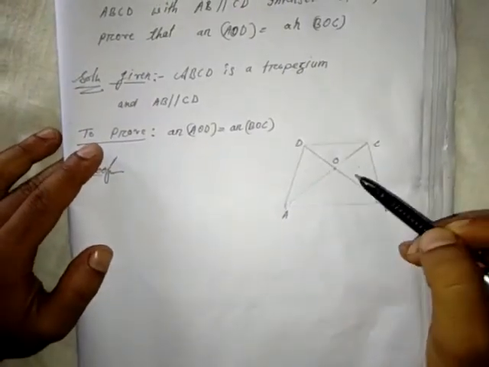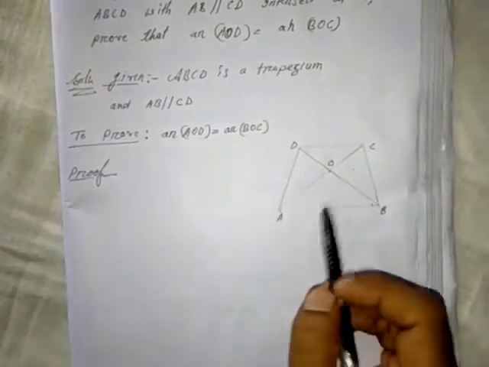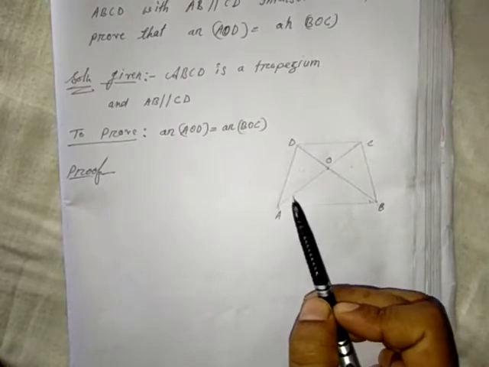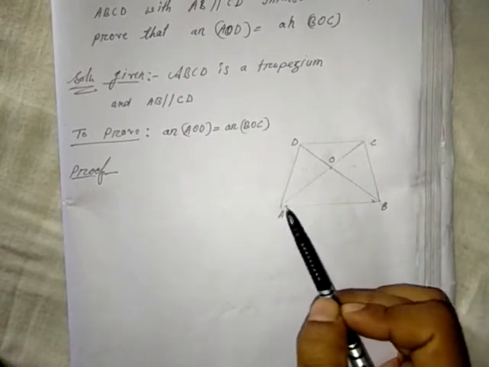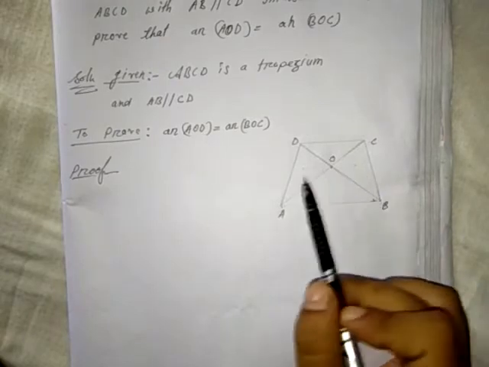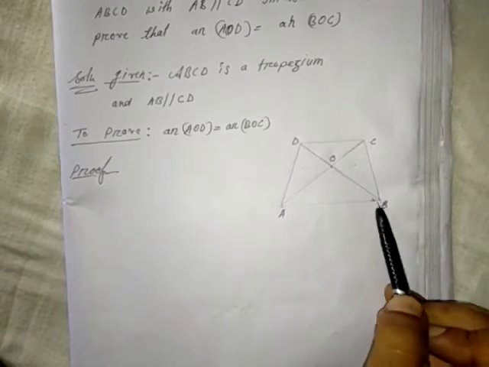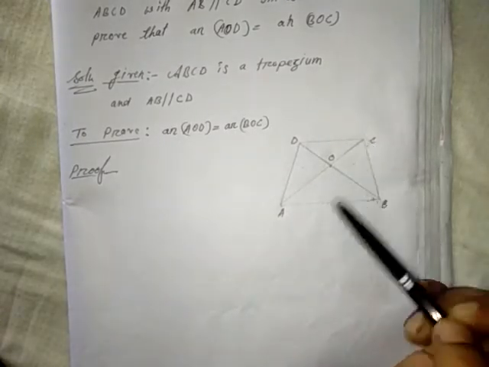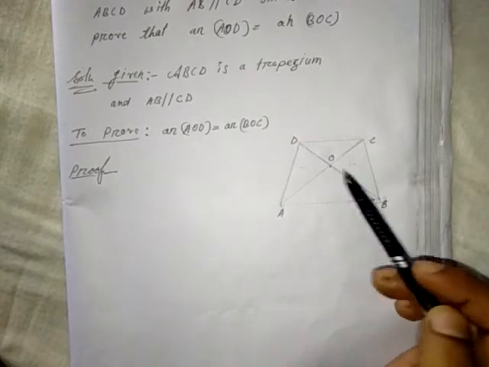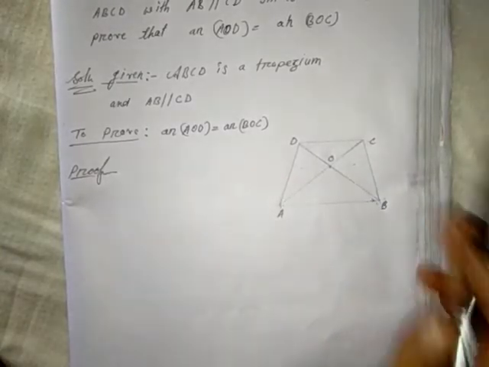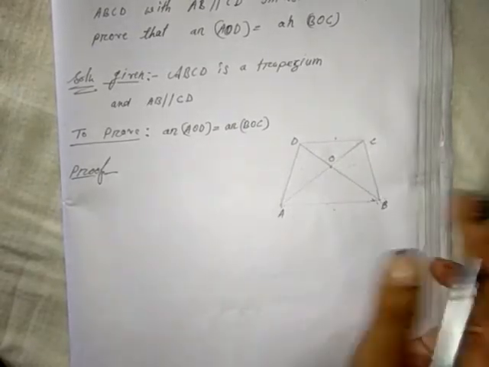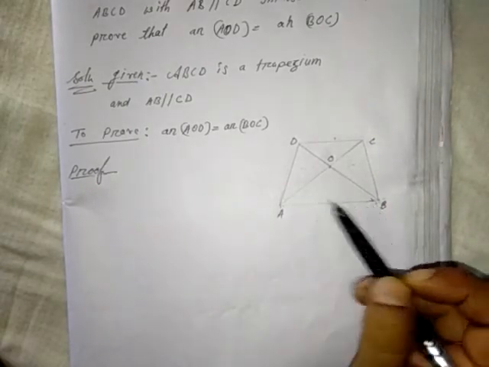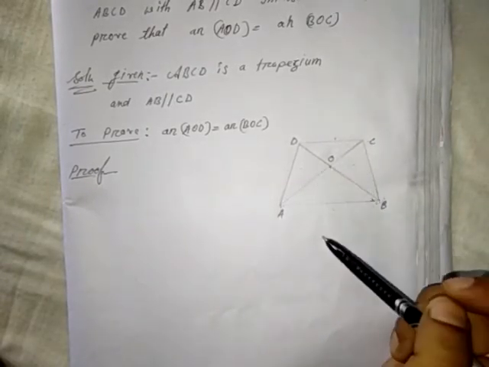If you observe the diagram and figure, then you will understand the process step by step. You can see there are two triangles, triangle ABD and triangle ABC, and these two triangles are on the same base AB and between the same parallels AB and CD. This is one of the theorems also: if two triangles are on the same base and between the same parallels, then their areas will be equal to each other.